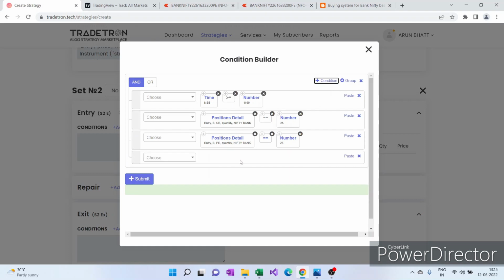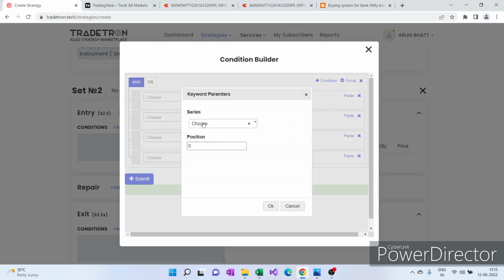So open range breakout is what we are saying: it will take a position in a given option if the candle close of the previous candle at 1 minute interval becomes more than, not 10 minute but 10 point more than the highest range of that option. So for that we'll be using the position keyword, and here we are choosing the close, and we are taking the previous candle, so position will be -1.